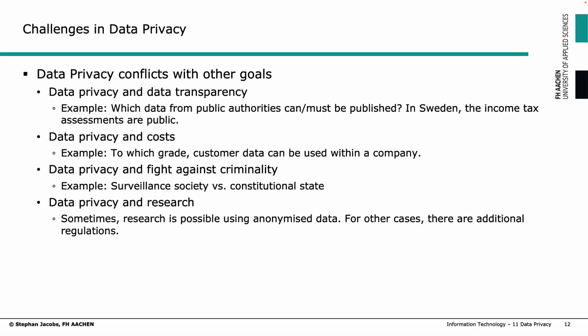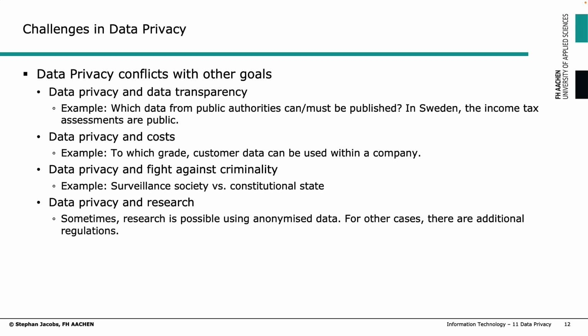There are many challenges in data privacy. One is, data privacy is one goal which often conflicts with other goals. For example, data privacy and data transparency. What kind of public data should be available, should be published or must not be published? Take Sweden, another country in the EU, which publishes all income taxes of all people. So in Sweden you can have a look and check how much your neighbor is earning and how much taxes he pays.